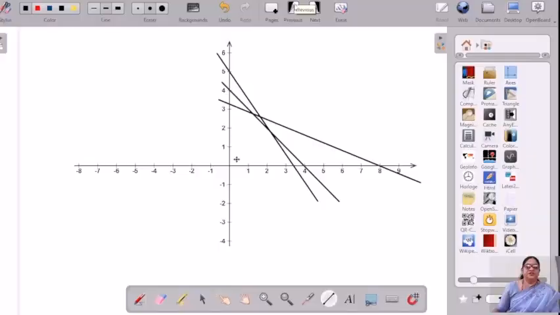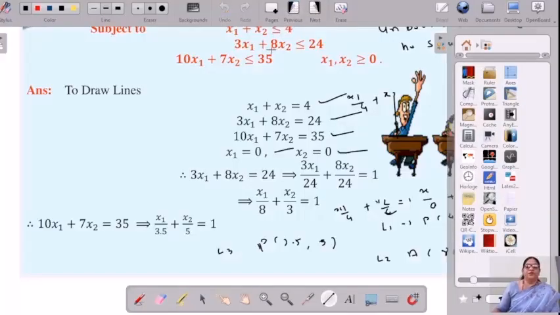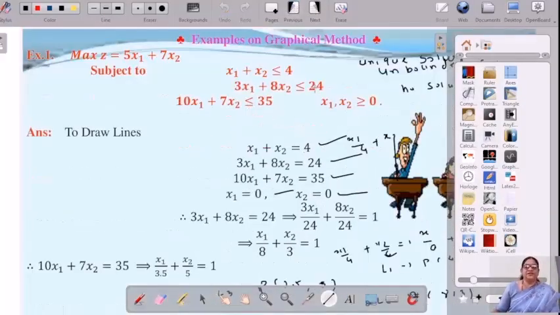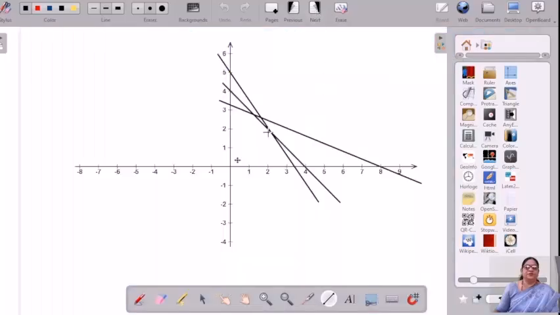See the constraints. All the constraints are of less than or equal to type. Both three constraints are less than or equal to type. Therefore, we give the name for this. This is line L1. L1 is this one. This is L2 and this is L3.